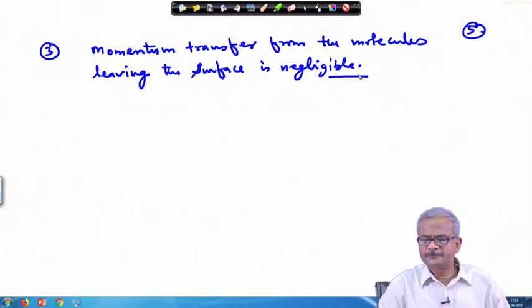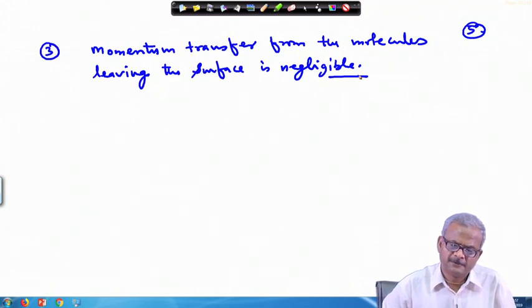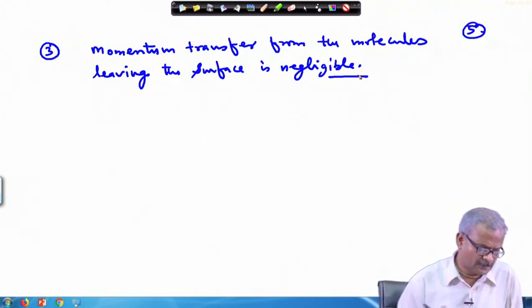And momentum transfer from the molecules leaving the surface is negligible. Okay, so this simplifies the situation a lot.